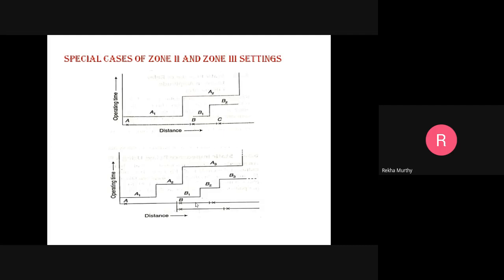So here what you can come to a conclusion is this is how the zone 2 and zone 3 affect the zone 1, and how you are going to be able to overcome the underreach and the overreach effects either by increasing or by decreasing the timings.